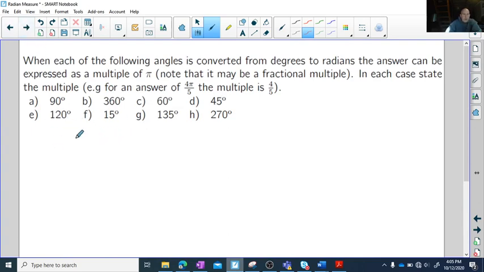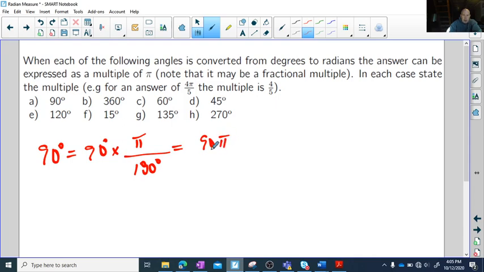Okay, so let's look at a few of these. Let's take 90 degrees. 90 degrees would be 90 degrees times the conversion factor. I want to get out of degrees and into radians. So there's pi, I'm going to leave it blank, that means it's in radians, which would give me 90 pi over 180. 90 over 180 reduces to pi over 2.